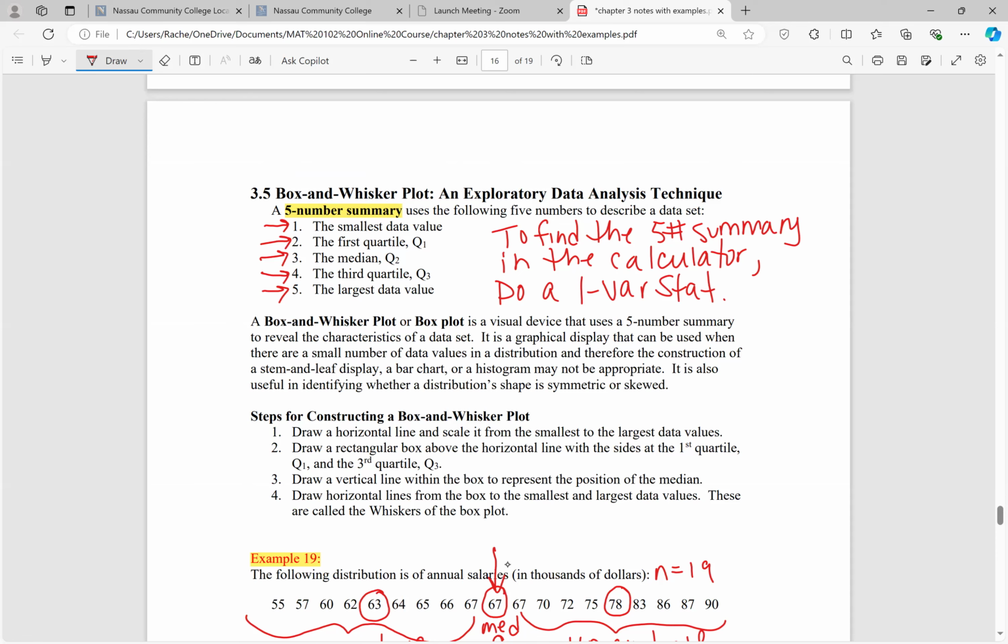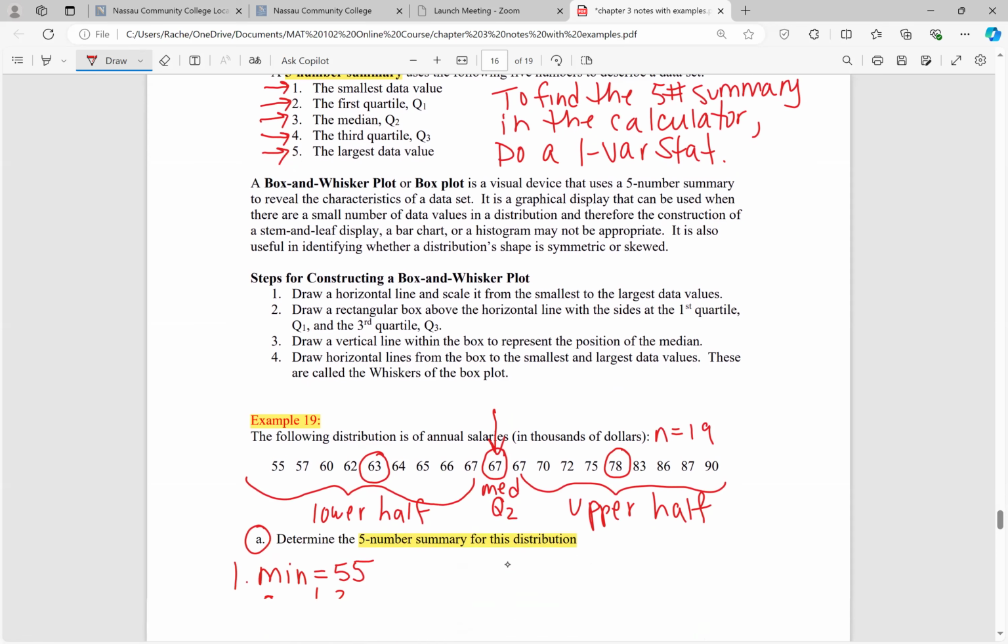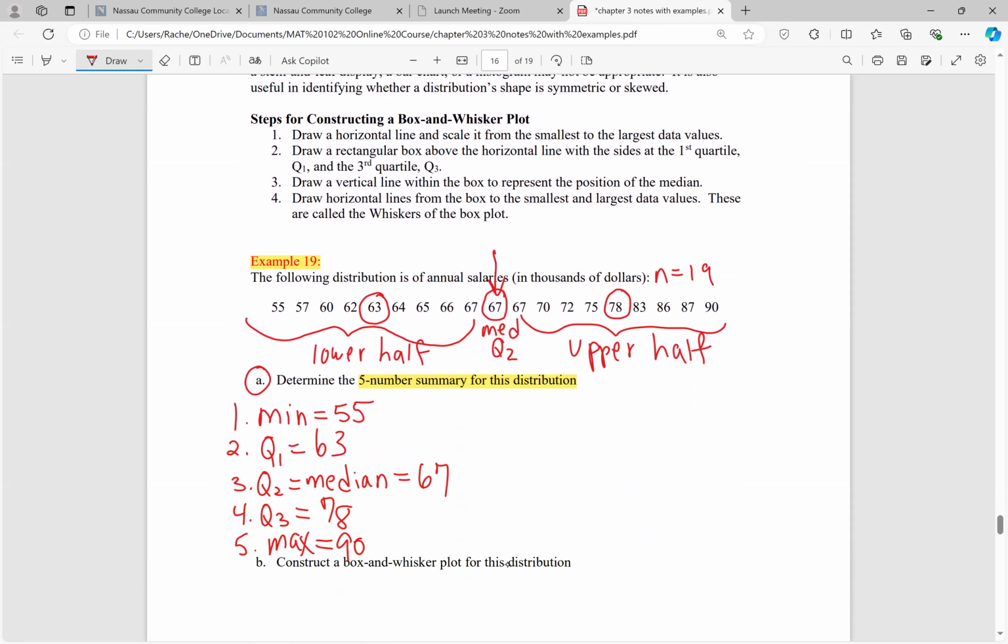So I'm going to have you pause here, and I want you to enter this data set into the calculator. And let me get rid of some of this drawing so it's easier to see. So I want you to enter this data set into your calculator, and then we'll do a 1-variable stat together. So pause if you have to, enter this data set, then unpause, and go with me to my calculator.